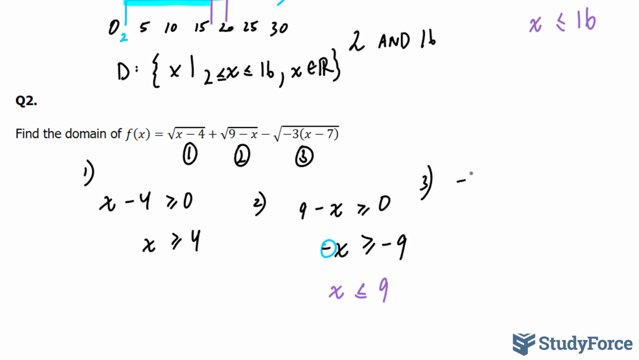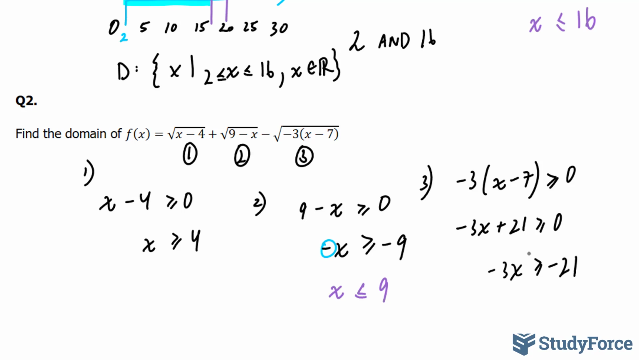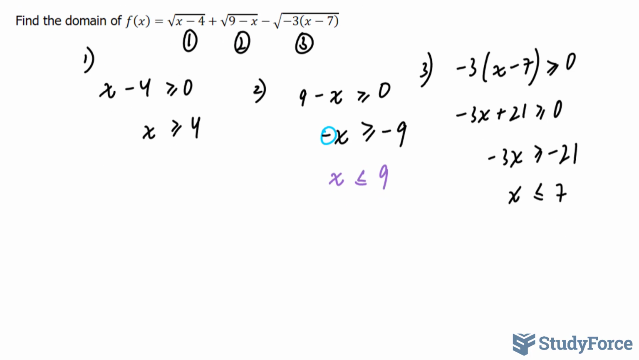And finally, negative 3 bracket x minus 7 must be greater or equal to 0. I'm going to multiply this inside. Negative 3x, positive 21. We're going to bring this 21 over, makes it negative 21. Divide both sides by a negative, changes the inequality to 7. So x must be less than or equal to 7.